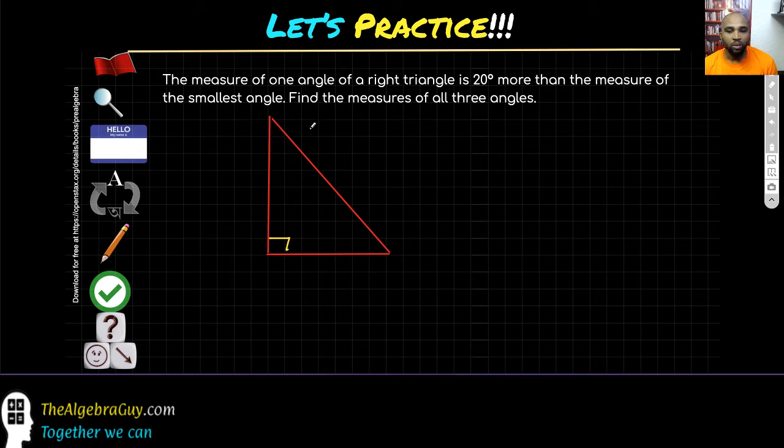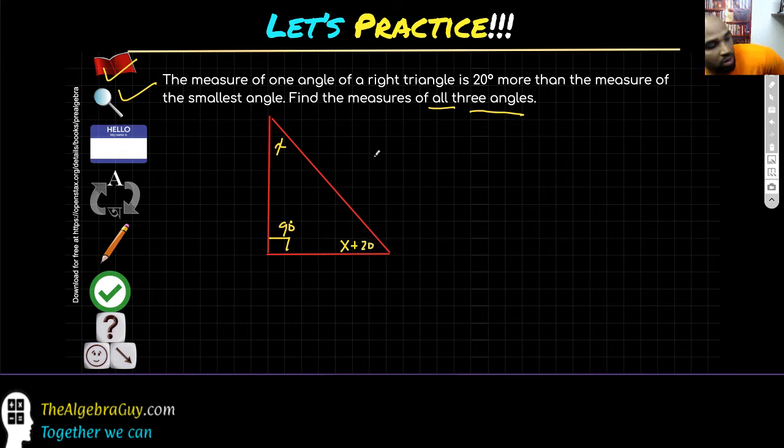So we read the problem. We want all three angles. So we know what we want. I know one is 90, so I'm at least a third of the way done. I know one angle is going to be X. The measure of one angle of a right triangle is 20 more than the measure of the smallest. So let's say this is the smallest, X, and the other is 20 more than X. So it's X plus 20, because it's 20 more. So there we go. We got all our angles.